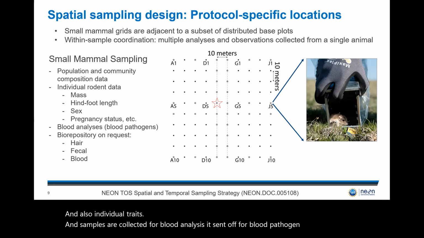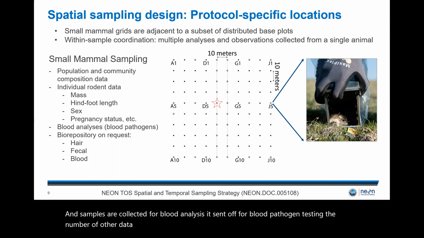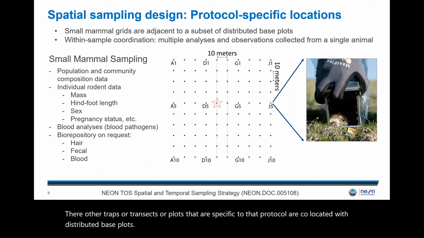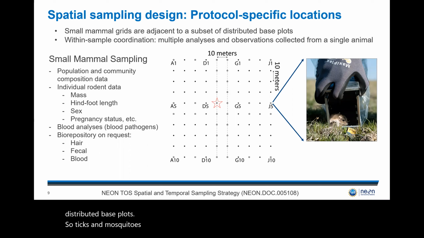There are a number of other data products that have their own spatial sampling designs, again, where they're either traps or transects or plots that are specific to that protocol, co-located with distributed base plots. So ticks and mosquitoes are examples of other data products where this is the case. And Sarah's going to talk more about those later today.